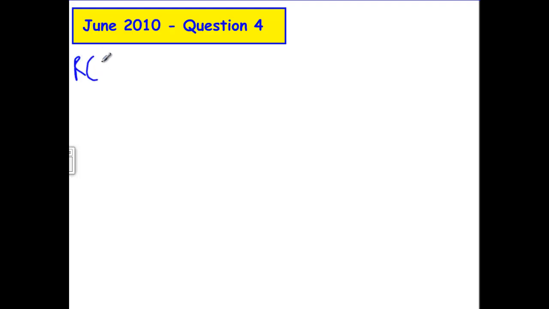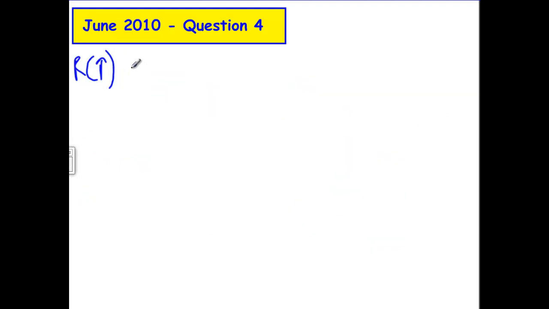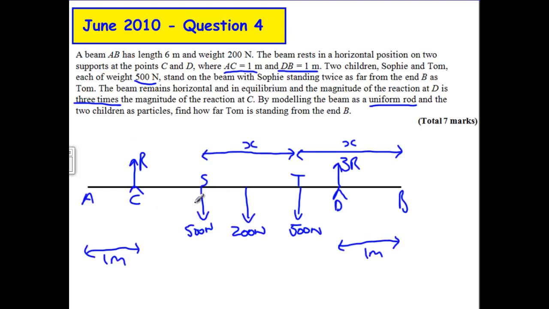So something as simple as R with an arrow tells me I'm resolving vertically for the system. Now vertically upwards we have R at C and 3R at D. So the forces pointing upwards are R plus 3R. And because the system is in equilibrium, I can set this equal to the forces pointing downwards, which are the weights of Sophie and Tom and the weight of the beam.